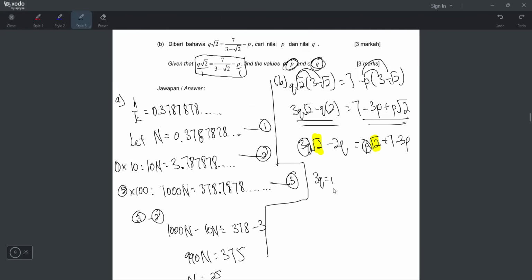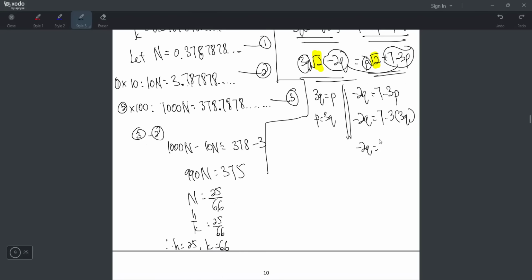But since this one, the P is already single already. Tengok, P sudah single. P sama dengan 3Q. So why not you just buat penggantian, just ganti masuk. Negative 2Q sama dengan 7 minus 3 bracket P masuk je 3Q. And then negative 2Q sama dengan 7 minus 9Q. And then negative 9 hantar jadi plus 9. Dapat 7Q equals 7. Q sama dengan 1. Okay, you can use your calculator to help you.